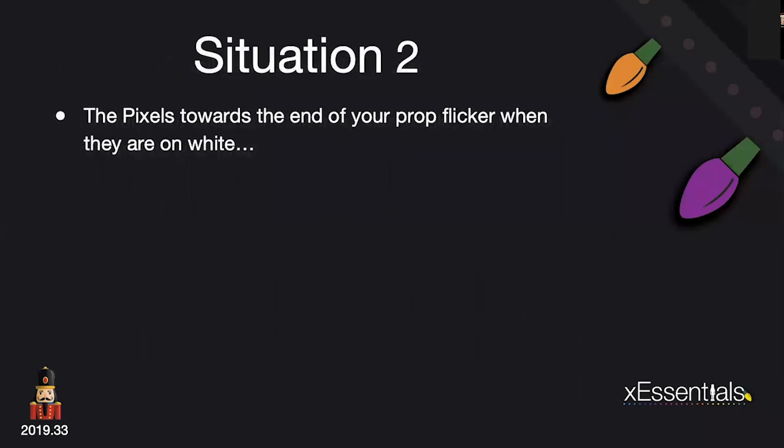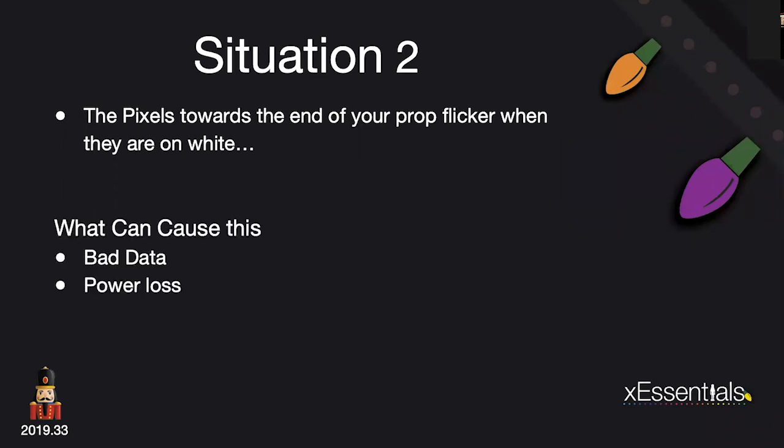Okay, situation 2. The pixels towards the end of your prop are flickering when on white. So what could cause this? Bad data or power drop. Power loss, so voltage drop, which most of us know about.